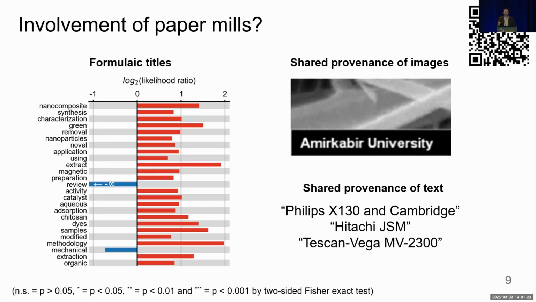There were also text signatures that clued us in that the text, at the very least, was probably plagiarized. For instance, we saw dozens of articles that had the phrase Philips X130 and Cambridge instrument in them. One, the type of Cambridge instrument that they're not using is not specified. Two, this is exactly how it was phrased every time. Three, it is not a Philips X130, it's a Philips XL30. So the fact that the same typo was happening repeatedly in articles that did not share common authorship pointed to us that these articles may have come from the same place.